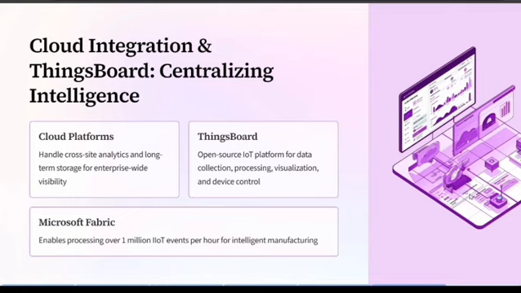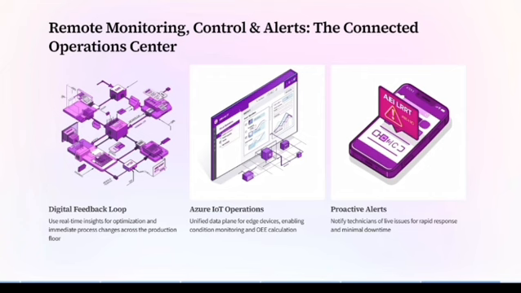ThingsBoard. ThingsBoard is an IoT platform used for visualization, data collection, and device control. Microsoft Fabric handles very large data processing. Example, Microsoft Fabric can process 1 million plus events per hour. Remote controlling and monitoring. Operators can monitor machines remotely, make quick decisions, and control systems. Digital feedback loop. Data is continuously used to improve processes, optimize performance, and make quick changes.